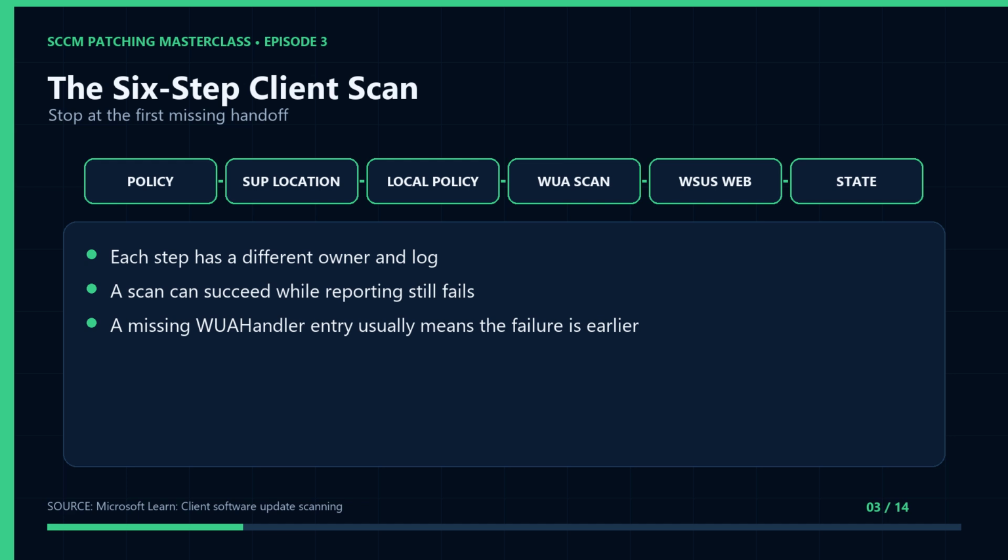Step 5. Windows Update Agent communicates with WSUS Web Services and evaluates update metadata. Step 6. Updates store records applicability and raises state messages that travel to the management point and site database. Always stop at the first handoff that is absent or failed.